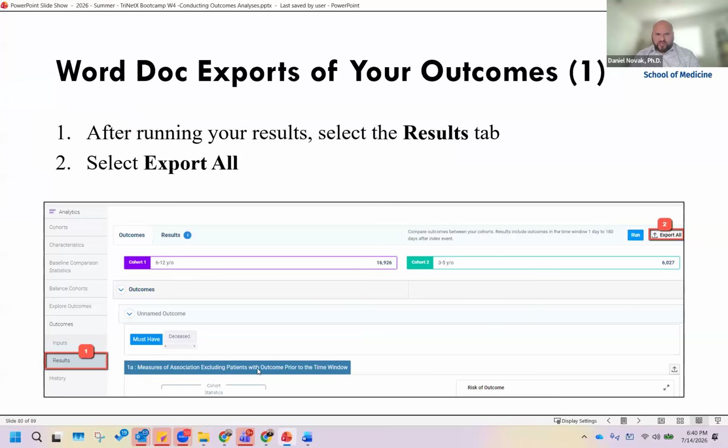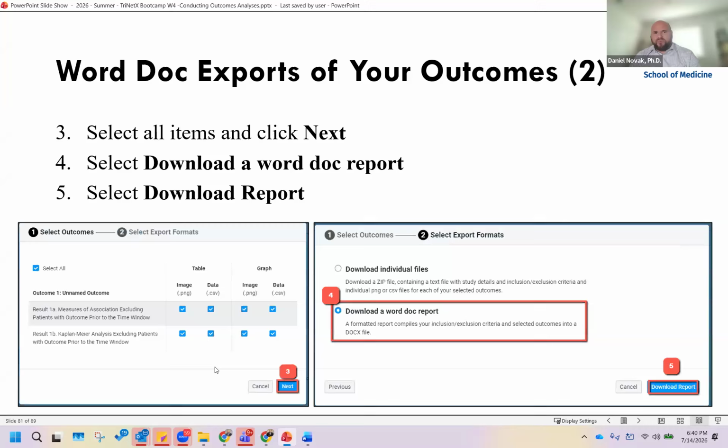You'll see an export all function under results. What that will allow you to do is select, number one, your measures of association and your Kaplan-Meier analyses and anything else in this, and to export it as both a table and a graph, and conversely to export it as a Word document. I recommend always getting yourself a Word document version of these tools because it does a very good job of outputting all the relevant components of your study. You could give me your Word doc version and I can rebuild your study in TriNetX.